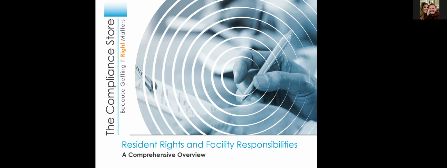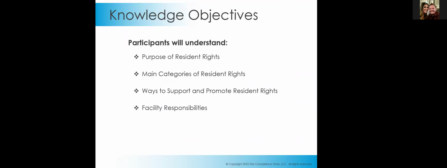Okay, so this is our comprehensive review. 25 slides. We should get through this in the next 30 minutes or less, especially because we just did a review on our policy itself. The objectives are to understand the purpose of residents' rights, to maintain the main categories of residents' rights, ways to support and promote residents' rights, and the facility's responsibilities.